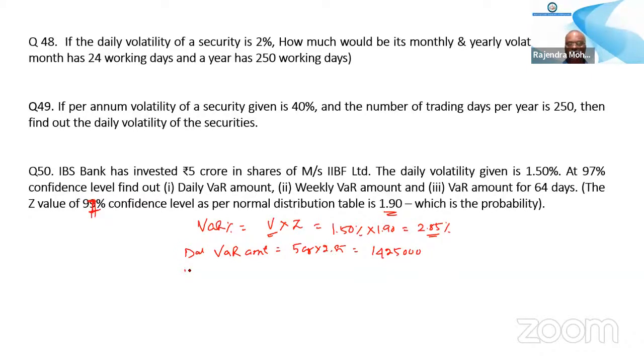Now find out the weekly VaR amount. Take the weekly VaR amount as 5 days per week. Weekly VaR amount is 1,425,000 multiplied by square root of 5. Assume that the week has 5 days. Then for 64 days, VaR is 1,425,000 multiplied by square root of 64.